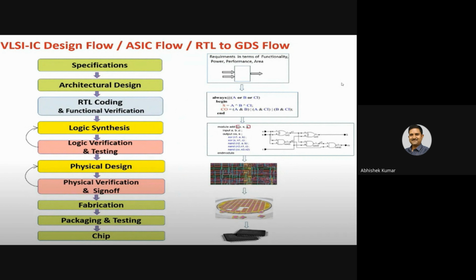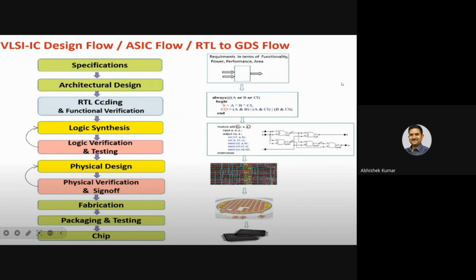Now think about a more detailed diagram. Here we are talking about the complete flow, one word being ASIC flow, design flow, or GDS flow, RTL to GDS. On the same way, we have the specification and architectural design. In the architectural design, I have classified the block diagram. Here we have to define all the specs, functionality, PPA, input and output ports, everything.